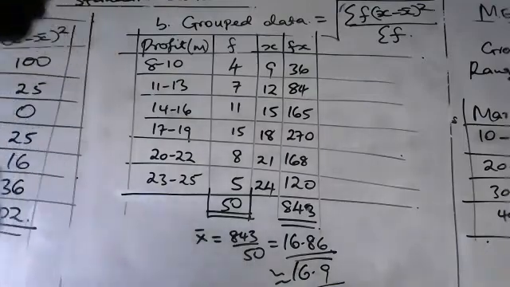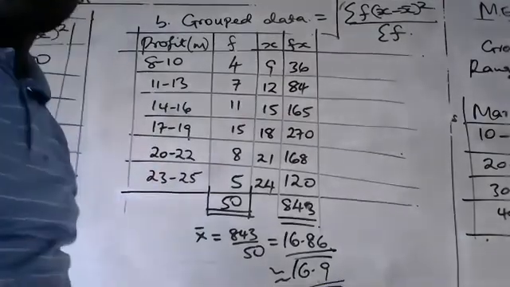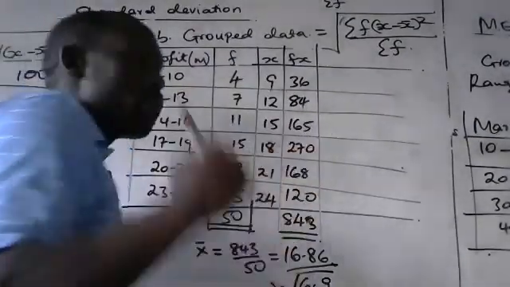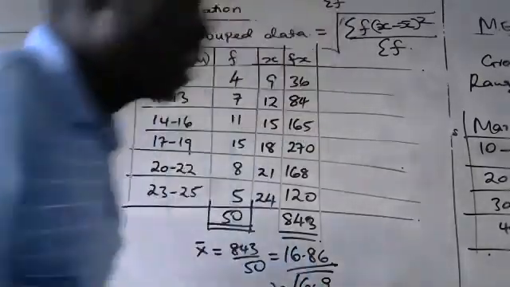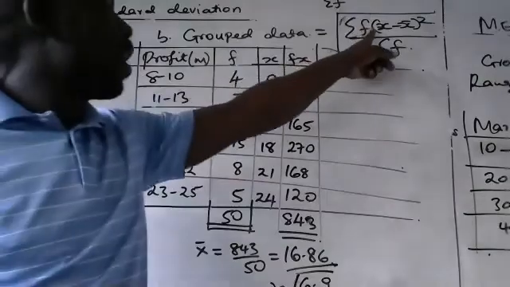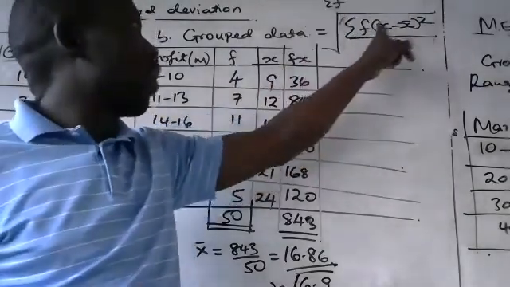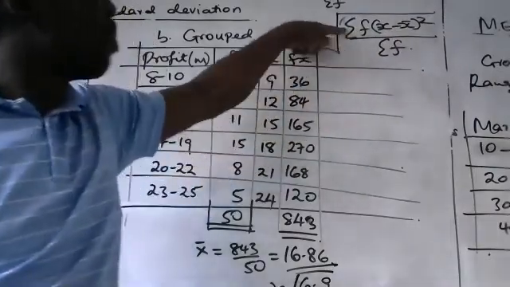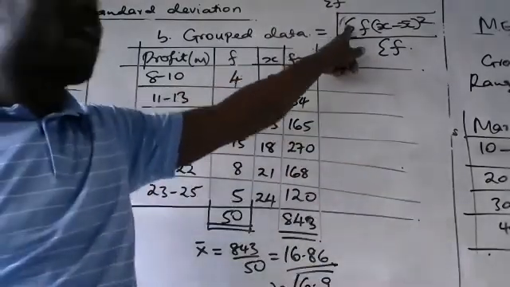Once you have that, you just proceed to your formula and do the necessary. We need to be guided by the formula on what to do. At the end of the day, we need a column for f into x minus x bar squared. We need that column so that we can sum the values in it to get this numerator.